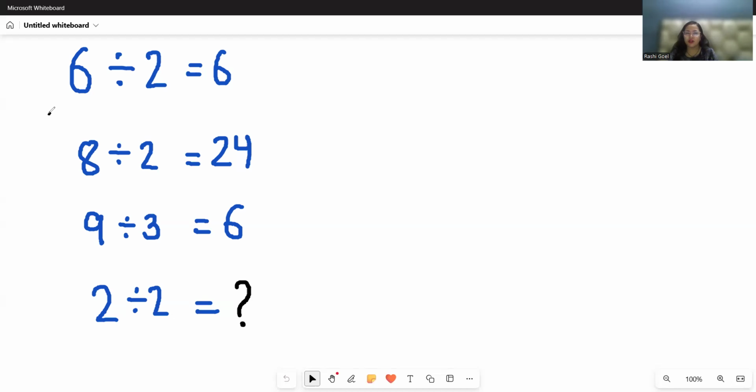So now take a good look. 6 divided by 2. We know that it's 3. But they said it's equals to 6. How? If I do factorial of 3, I get 3 times 2 times 1, which is equals to 6.